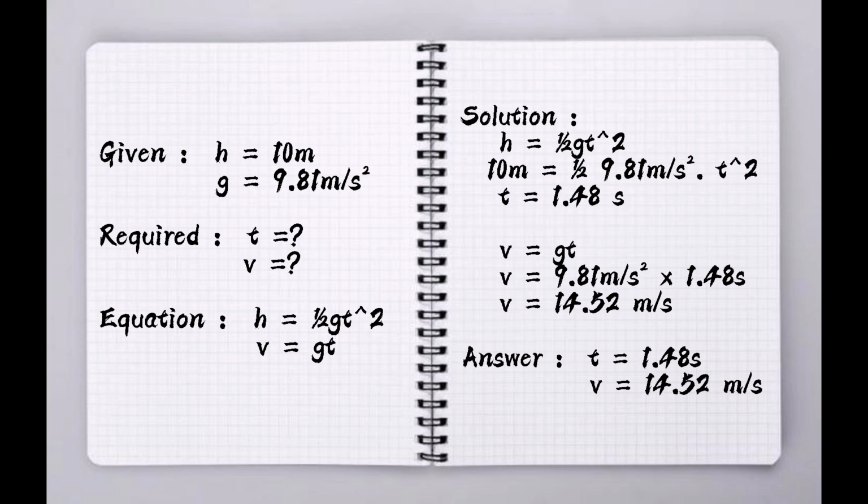Solution: height is equal to 1/2 gt squared. 10 meter is equal to 1/2 times 9.81 meter per second squared multiplied by time squared. Time is 1.48 seconds. Velocity is equal to gt. v is equal to 9.81 meter per second squared multiplied by 1.48 seconds. Velocity is 14.52 meter per second.